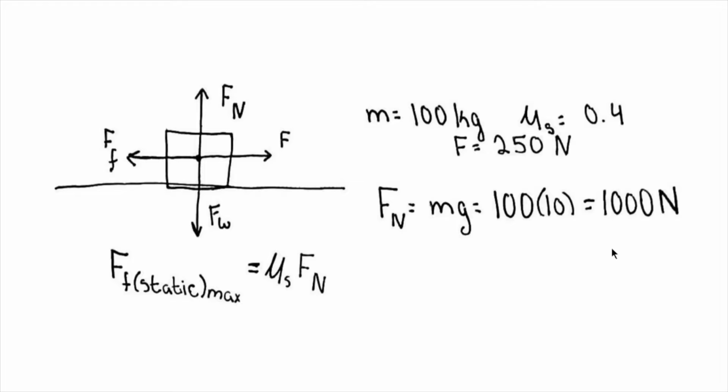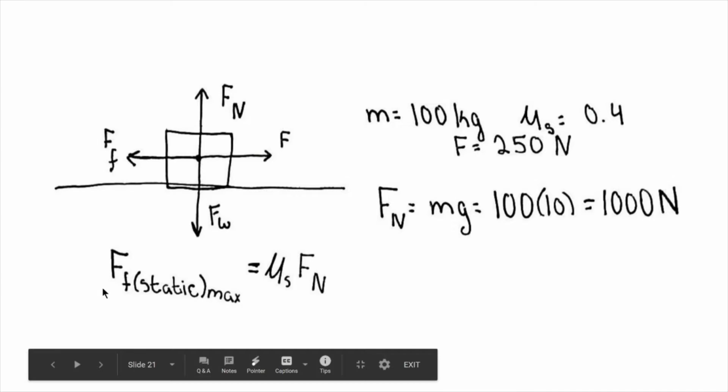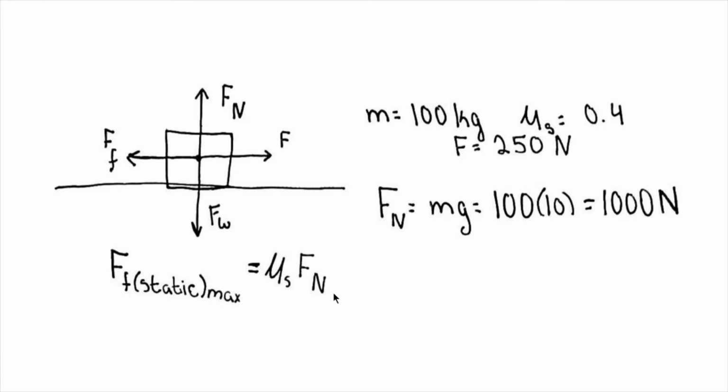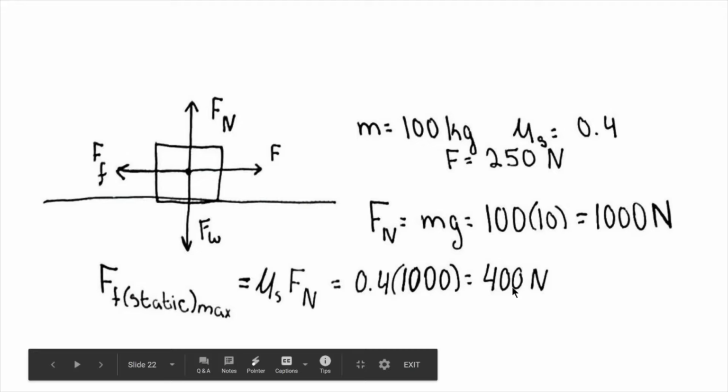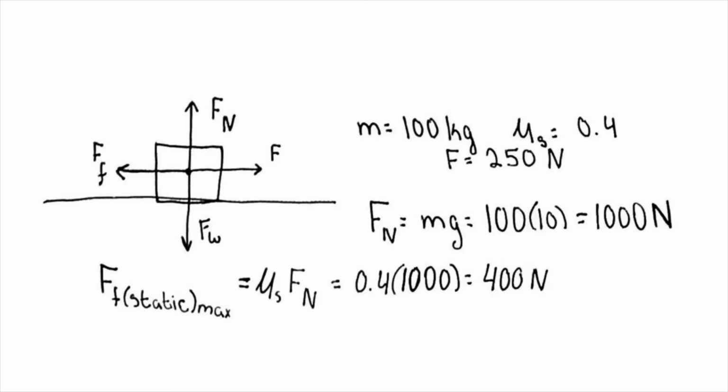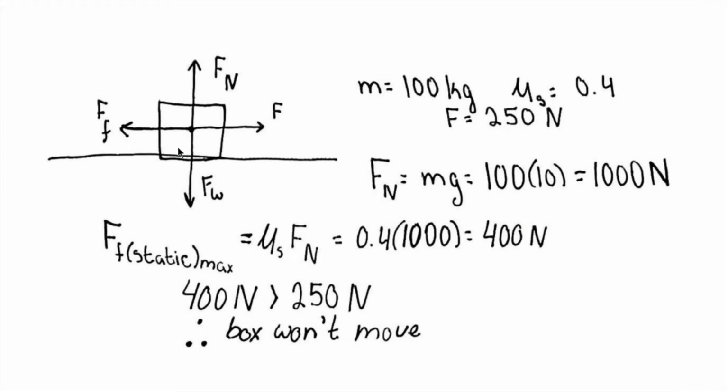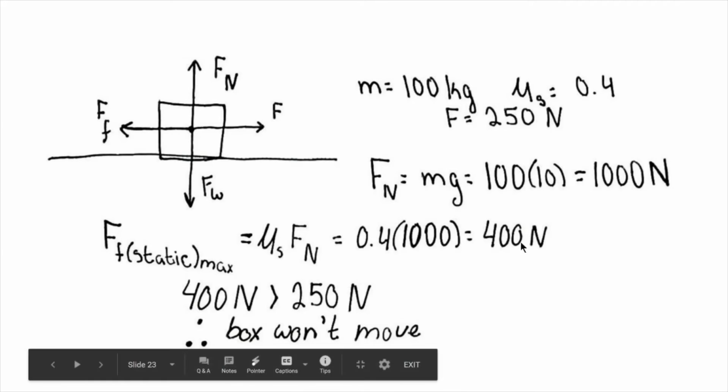Now, in order to calculate the force of friction, we're actually calculating in this case our maximum static friction. And we're just going to plug in our coefficient of static friction and our normal force. So we're going to get 0.4 times 1,000 equals 400 newtons. That is our maximum static friction. Now, we already know what our force that's pulling it is, so here's the thing though. The maximum static friction that we just found is going to be greater than the force that is pulling it, which means the box won't move.